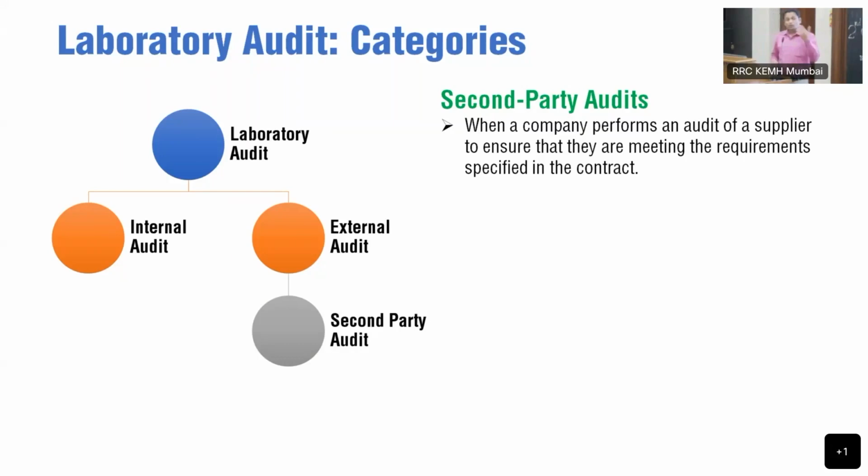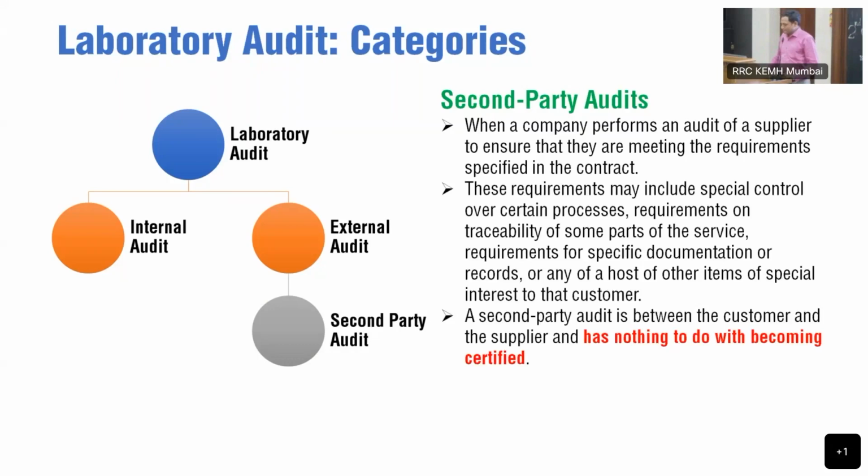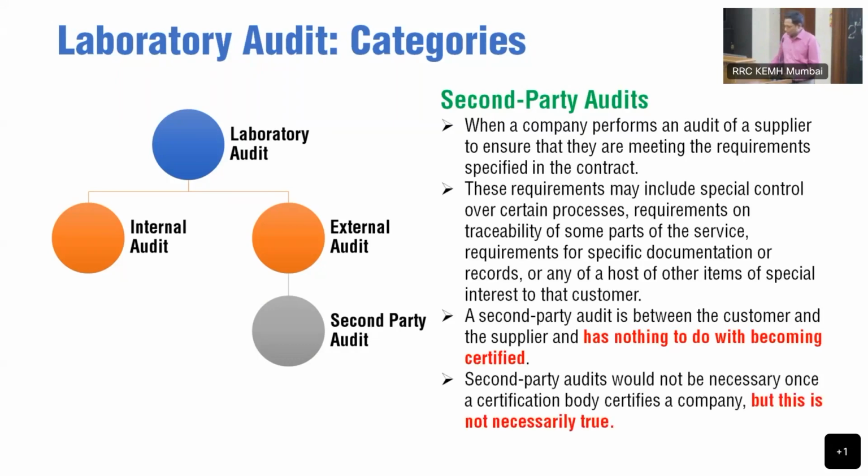You also can audit your vendor or supplier. You audit your reference laboratory. So that is second party. Second party audits would not be necessary once a certification body has accredited you, but if they want, they can conduct one, even if your lab is already accredited.